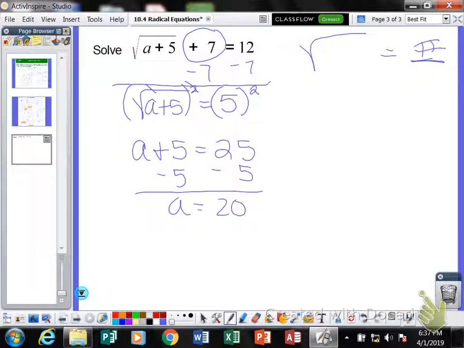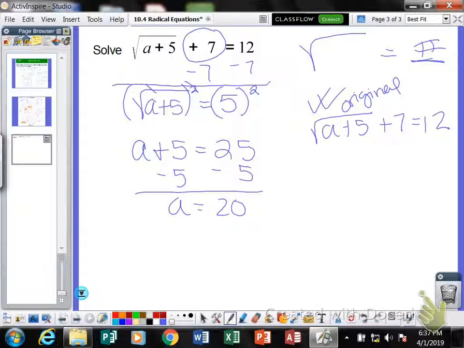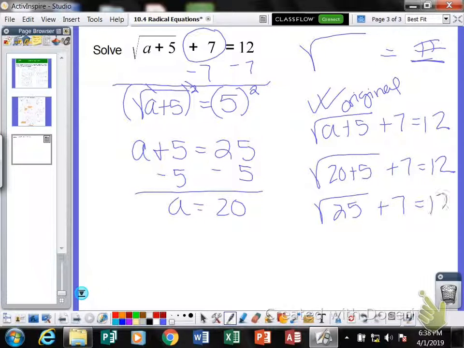But still check it because sometimes you just got to be careful. So the square root of a plus 5 plus 7 equals 12. I always go back to the original. This is the original problem. And then the square root of 20 plus 5 plus 7 should equal 12. The square root of 25 plus 7 should equal 12. The square root of 25 is 5, plus 7 should equal 12.